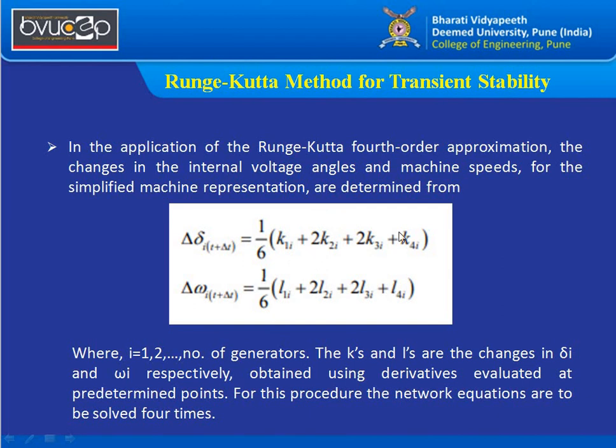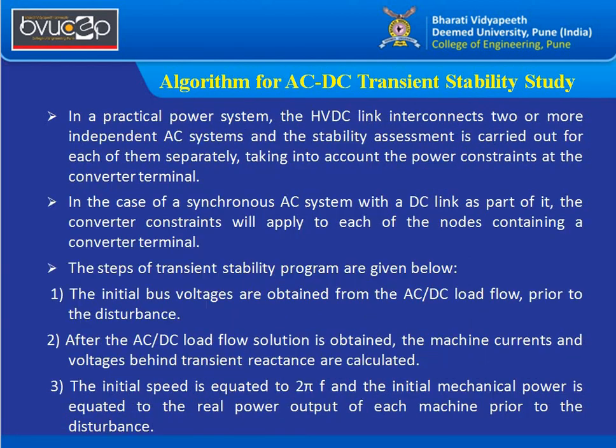So there are four terms, k1, k2, k3, k4. These k terms represent the four terms, and that is why it is called the fourth order approximation. This is for voltage angle and this is for machine speed. If there are n number of generators, we can obtain the values for all, and the k's are nothing but the values obtained from the derivatives at the predetermined points. So this procedure is going to be performed for solving the equation 4 times.